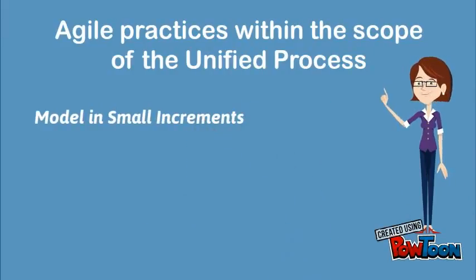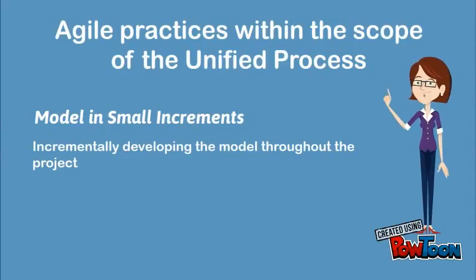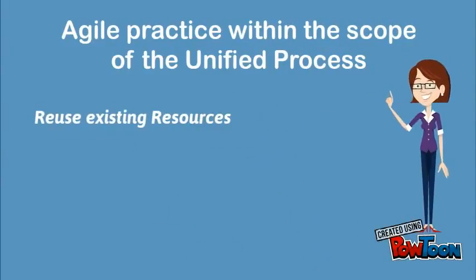Model in small increments. Unified process teams can easily improve this practice by preferring smaller, simpler models that quickly lead to implementation and testing. Unified process teams can increase reuse by actively preferring to reuse existing resources instead of building them from scratch, including existing models, existing components, open source software, and existing tools.